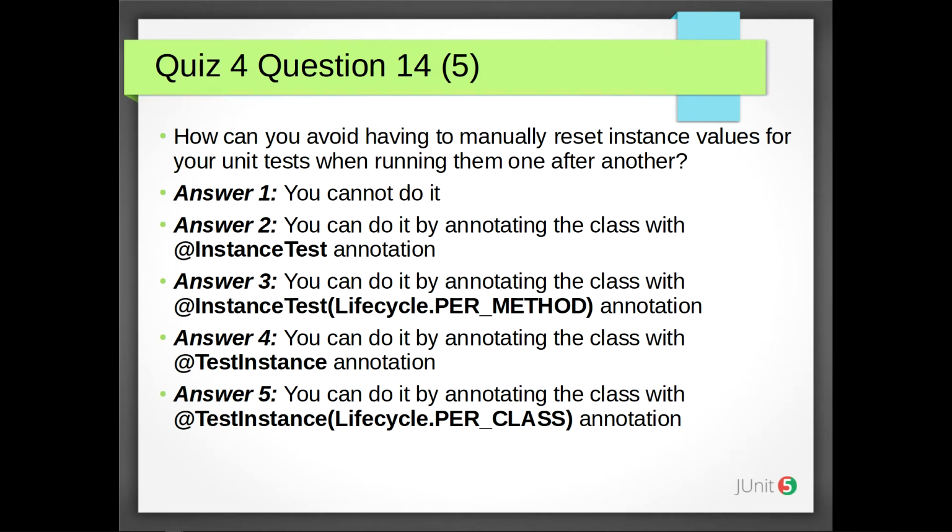Quiz 4, question 14. How can you avoid having to manually reset instance values for your unit tests when running them one after another? Answer 1. You cannot do it. Answer 2. You can do it by annotating the class with the @InstanceTest annotation. Answer 3. You can do it by annotating the class with the @TestInstance(Lifecycle.PER_METHOD) annotation. Answer 4. You can do it by annotating the class with the @TestInstance annotation. Answer 5. You can do it by annotating the class with the @TestInstance(Lifecycle.PER_CLASS) annotation. And the correct answer is 5.